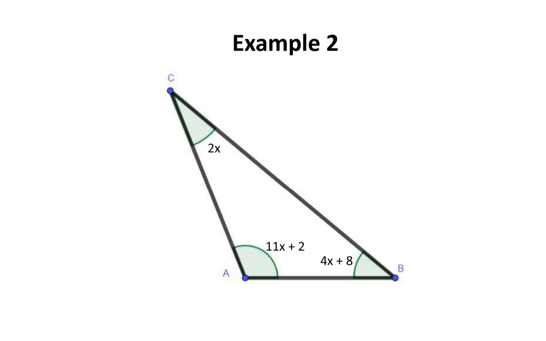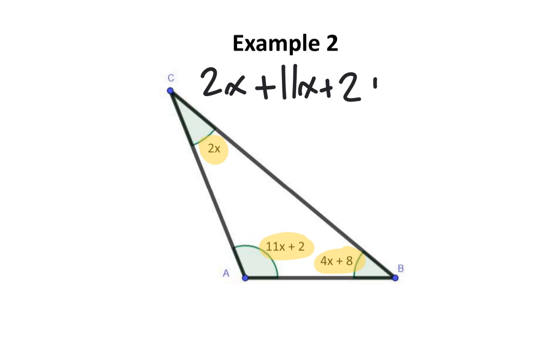In our second example, we are given a triangle where the interior angles are expressions and not actual numbers. However, we know that the interior angles of any triangle add up to 180 degrees. We can begin by making an equation to represent the situation. 2x added to 11x plus 2 added to 4x plus 8 should equal 180 degrees.